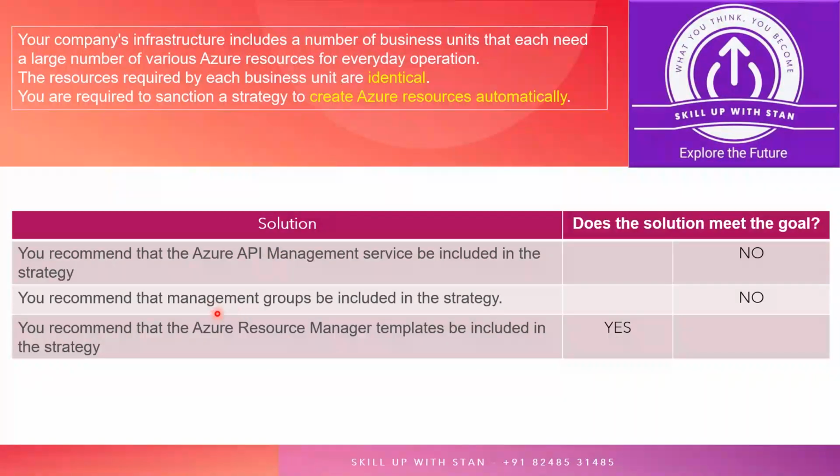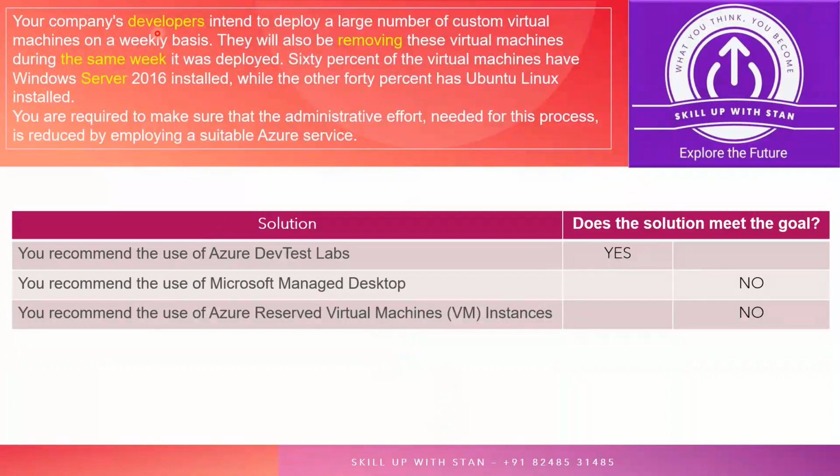And the next one is they are giving an option called management groups. This is also not the right answer, because a management group is mainly for governance management, to bring multiple subscriptions under one governance umbrella. So the right answer is ARM templates. Azure Resource Manager template is used for creating resources automatically as well as in an identical manner, because we are creating them using a template.